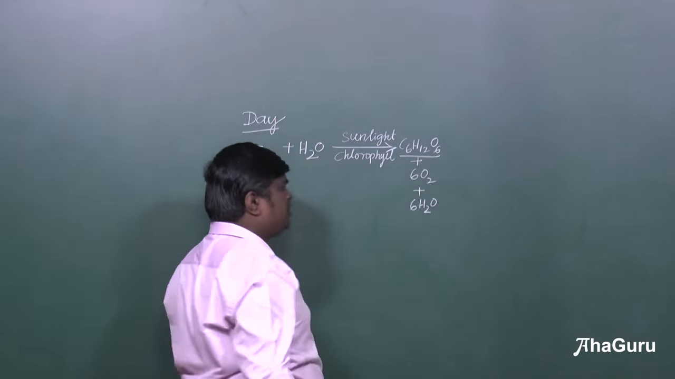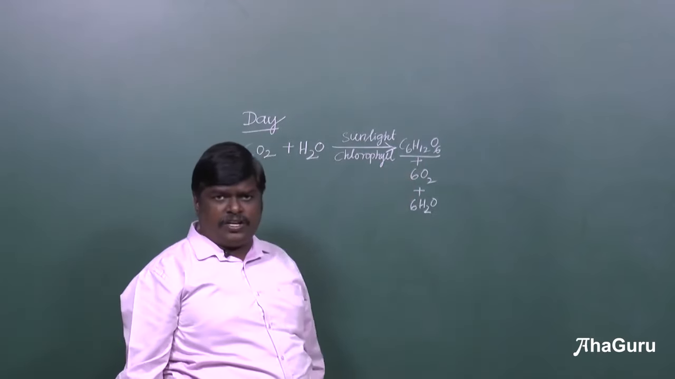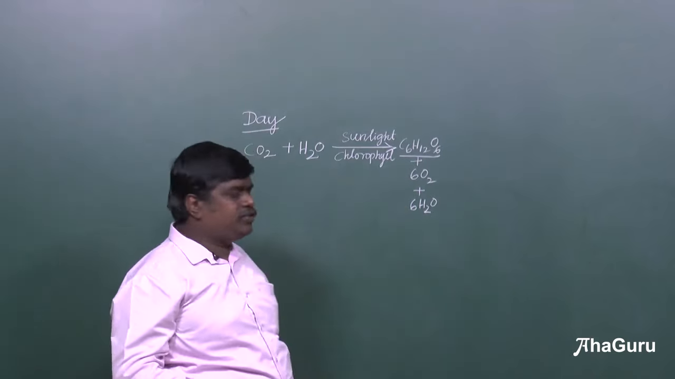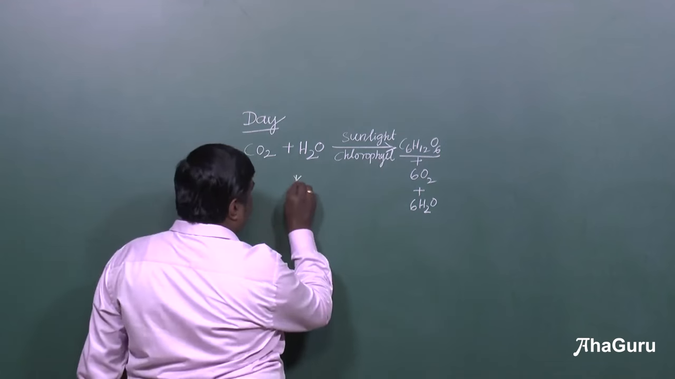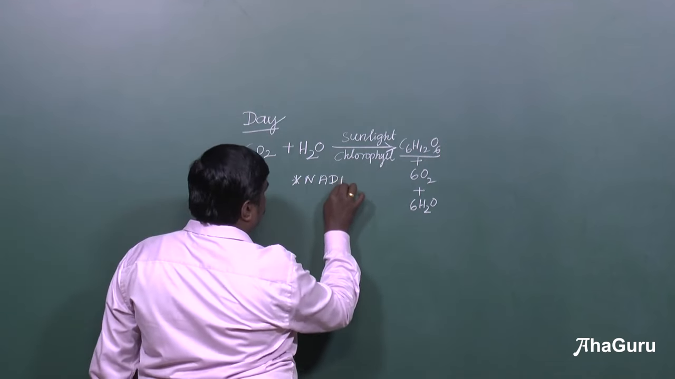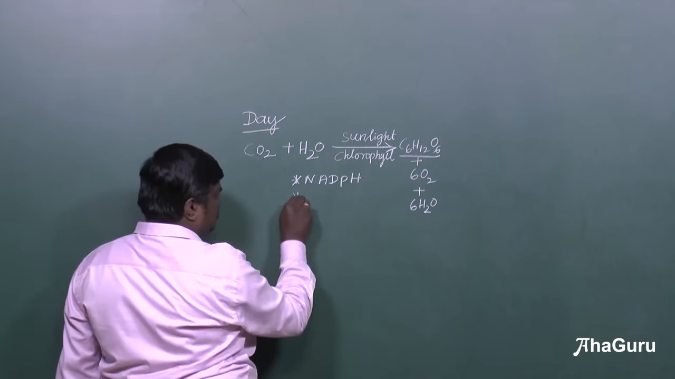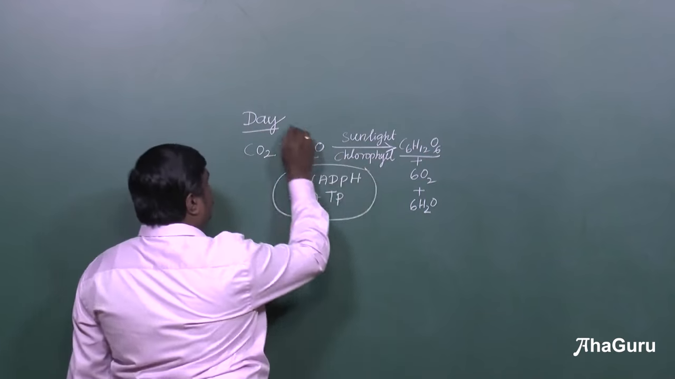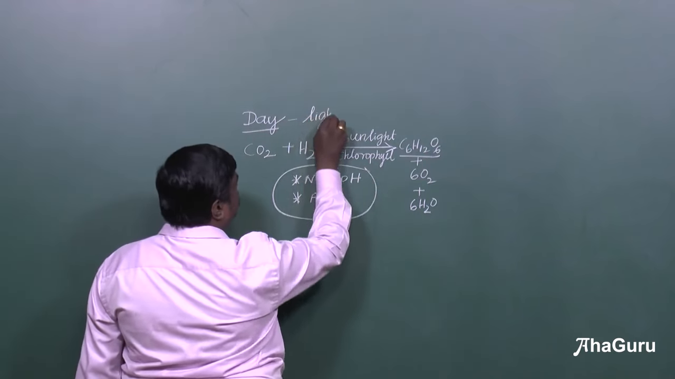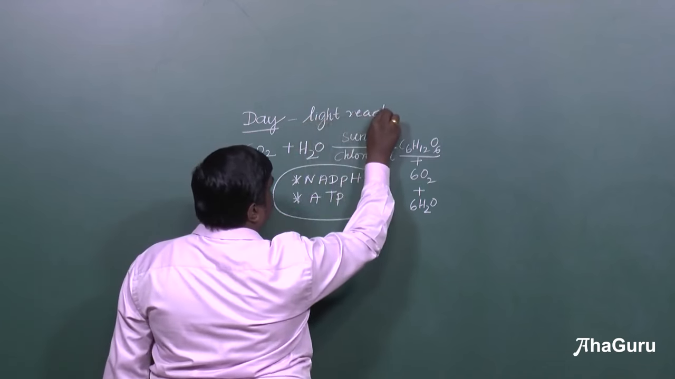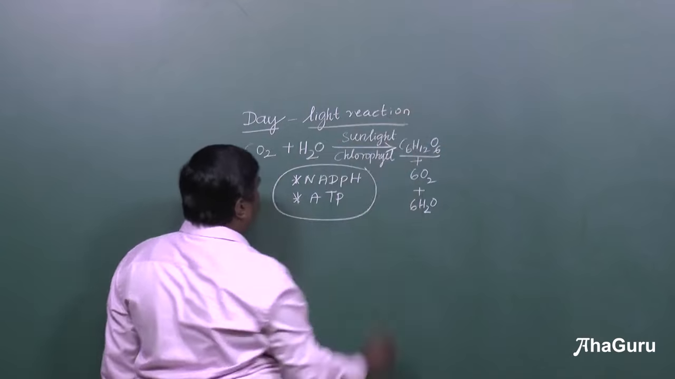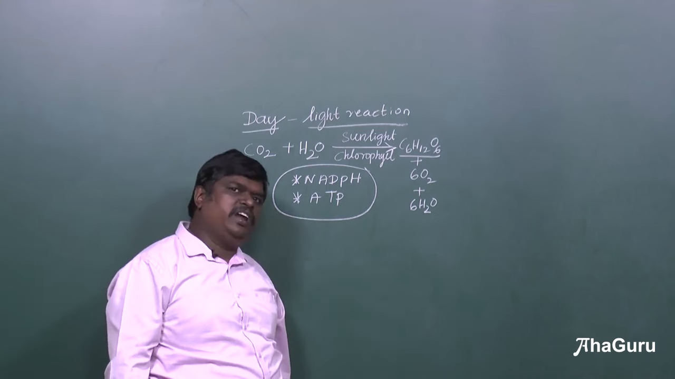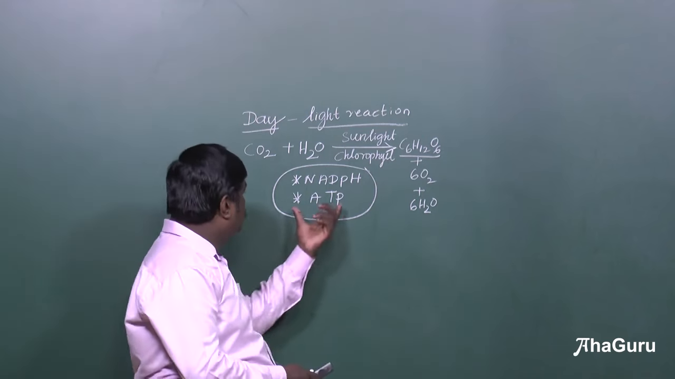Now, from this reaction, the plant can get energy molecules. The energy molecules are NADPH2, NADPH, as well as ATP. These are the two energy molecules that are produced during the daytime. The daytime reaction is called the light reaction. During the light reaction, the plant produces NADPH and ATP molecules. This is actually the chemical energy.